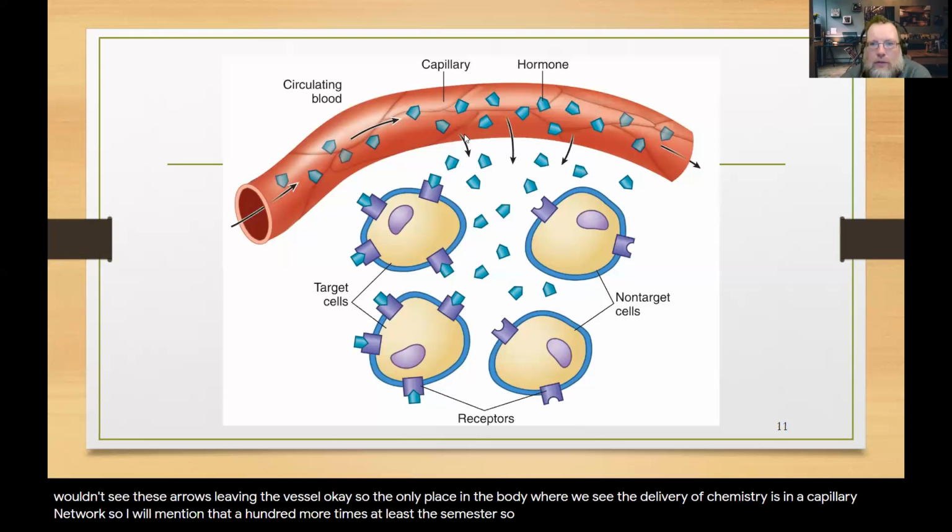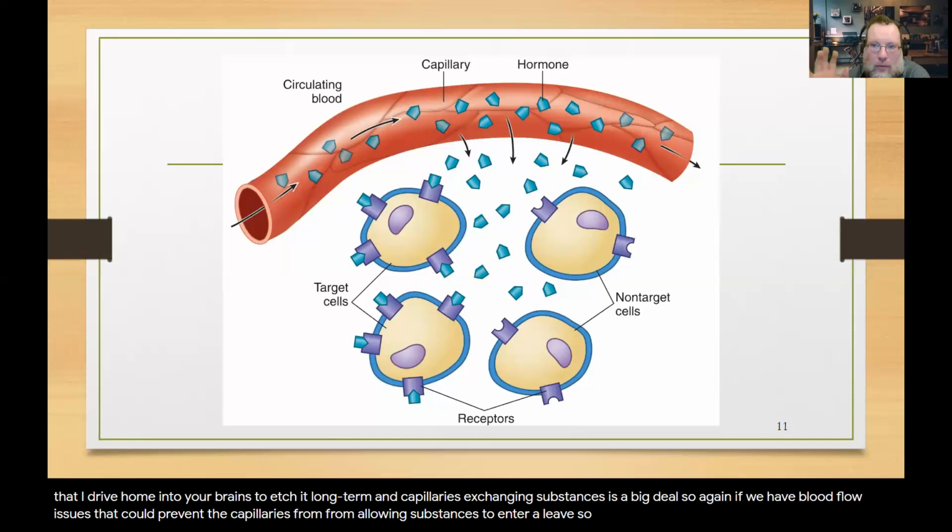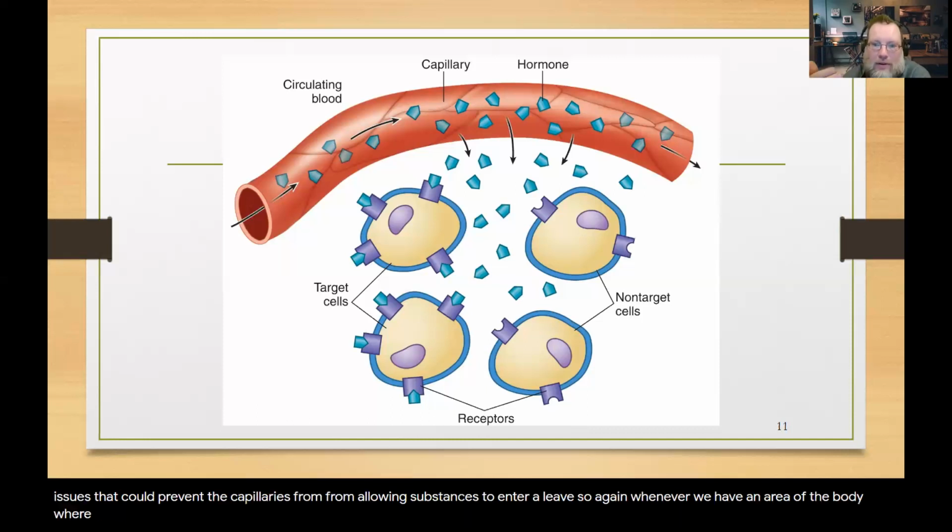Those of you who've had me in the past know that already, that there are certain things that I drive home into your brains to etch it long term. And capillaries exchanging substances is a big deal. So again, if we have blood flow issues, that could prevent the capillaries from allowing substances to enter or leave. So whenever we have an area of the body where we don't have enough nutrients going, it could be a hormone problem. It could be a nervous system problem. It could be a structural issue. It could be a blood flow or a cardiovascular issue.